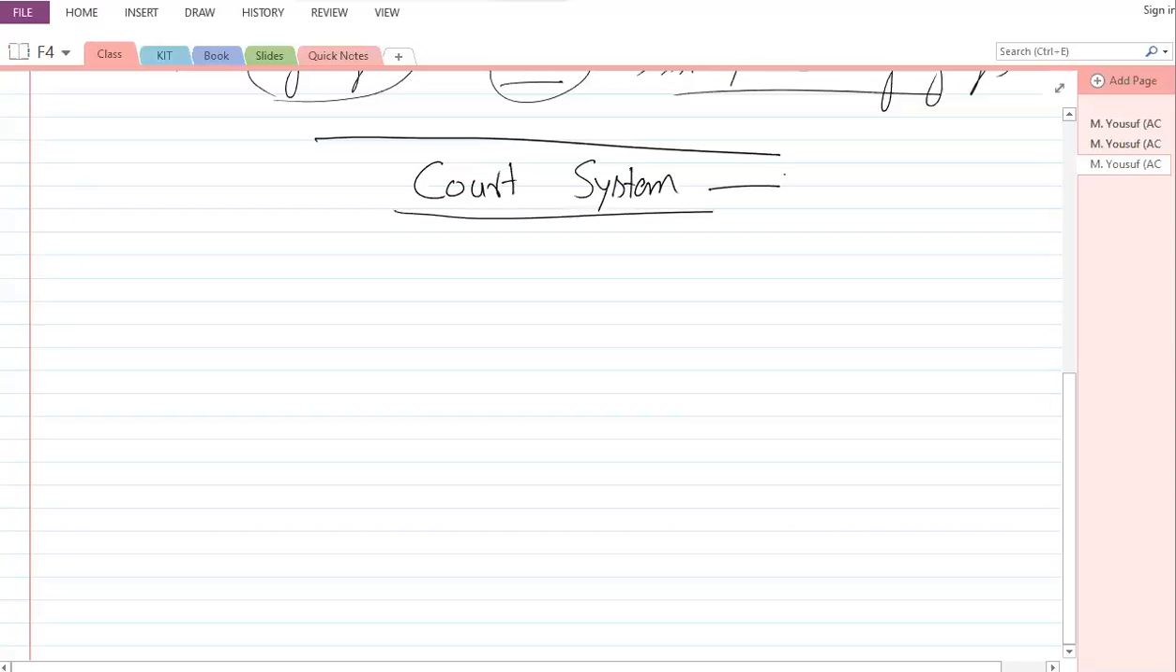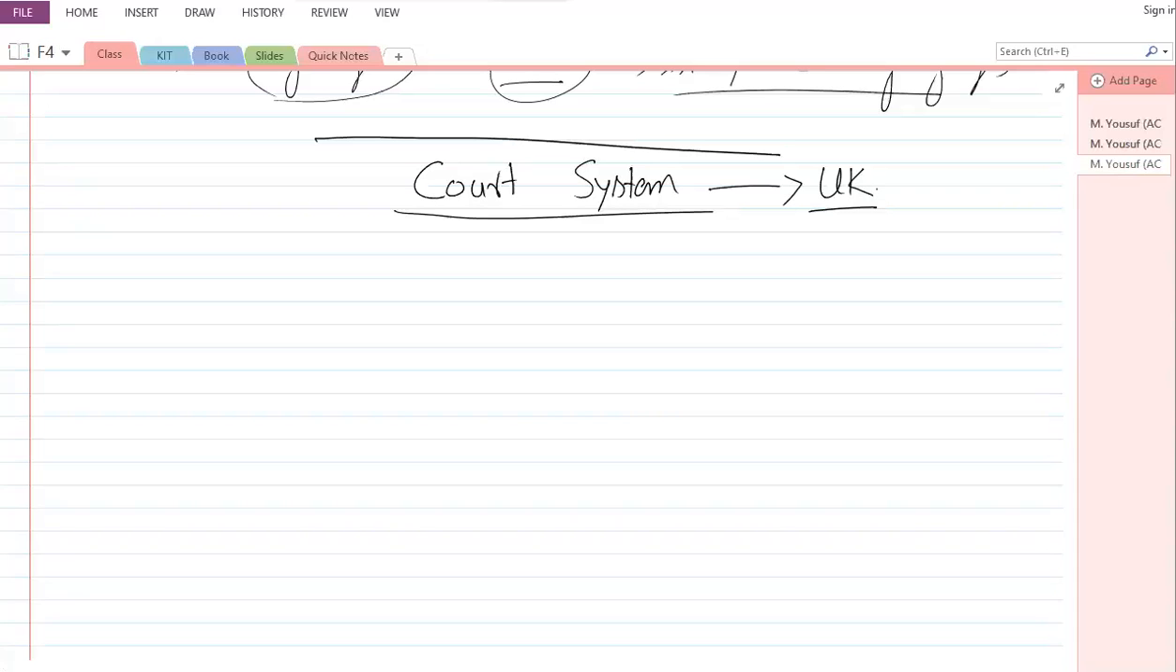Court system of UK. It is difficult to memorize the hierarchies and structures in the court system. It is a very technical topic, so you need to focus a lot. You need to memorize after every class what we have studied during the class. Unless you do so, it will be very difficult to understand this topic.